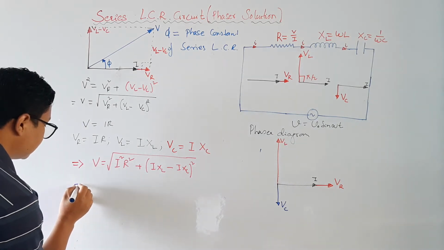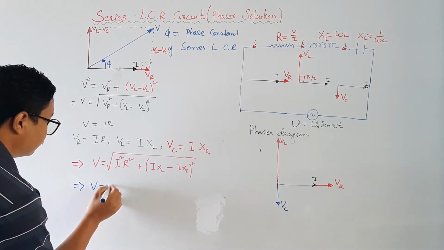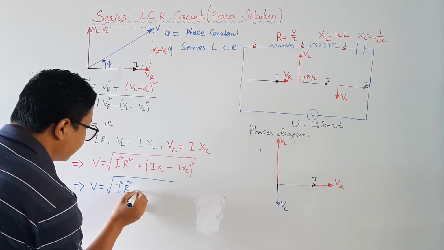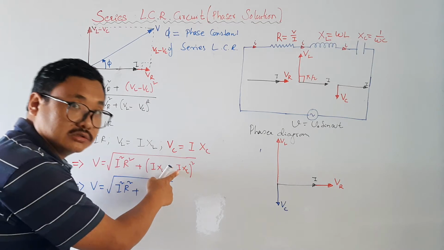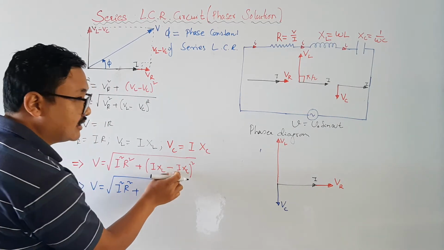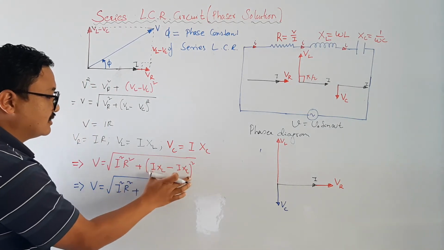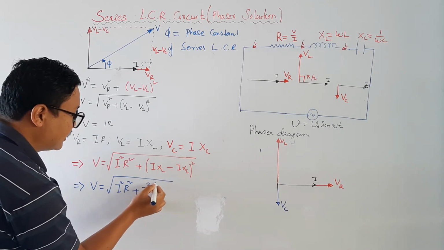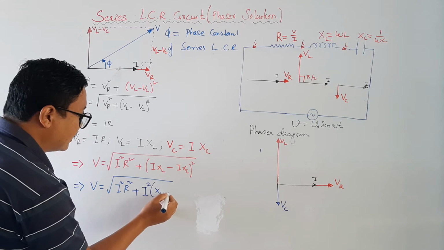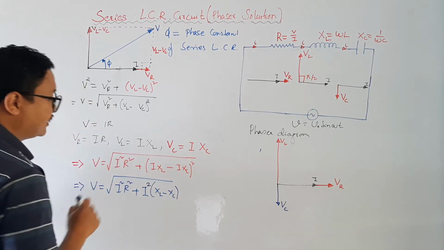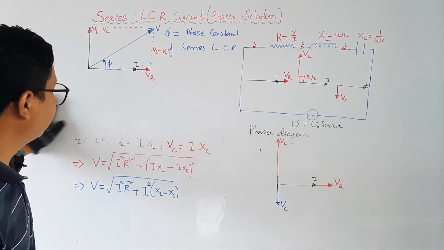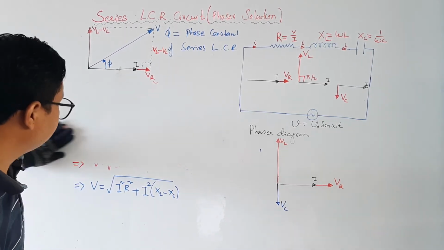Now in the next step, I will take under root I squared R squared plus, this is I, this is also I. If I take the common and take them outside this bracket, then because of the square it will be I squared, then XL minus XC. Fine? Okay. So let us go up here and solve it further.